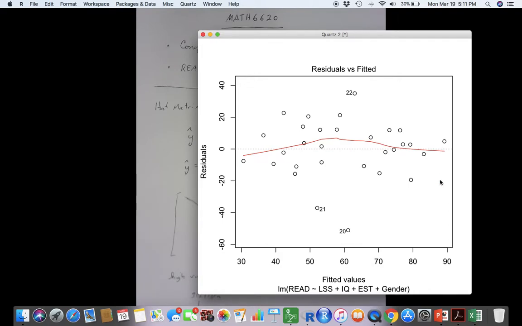We want kind of a shotgun blast. And I think for the most part we have that there. So when I look at this, again, I look for the random bouncing around this horizontal line at a residual equal to 0.